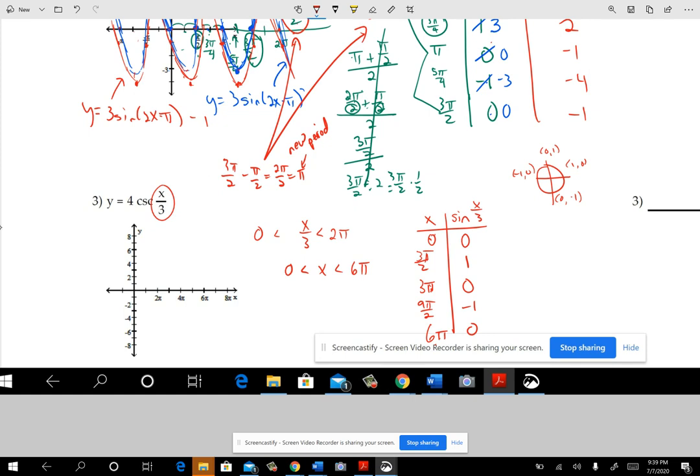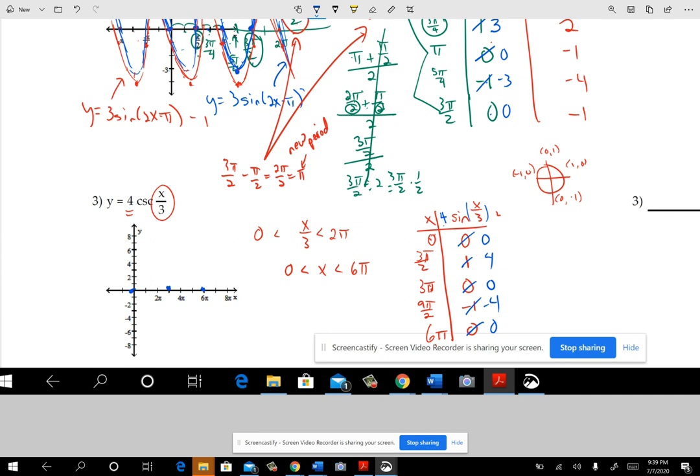All right, if I put the 4 into the picture, the 4 is really dealing with the amplitude. So what I sometimes like to do with that, let me move that line over just a little bit, is just slip the 4 right here. Then this is going to be 4 times 0, 4 times 1, 4 times 0, 4 times negative 1, and then 4 times 0. So if I want to go ahead and graph y equals 4 sine of x over 3 over here, 0 is going to be 0. Okay. 6 pi is going to be 0. And 3 pi is going to be 0.